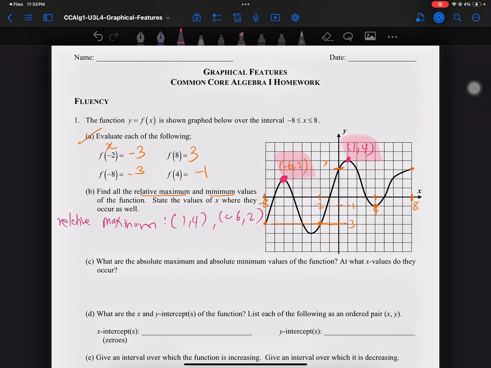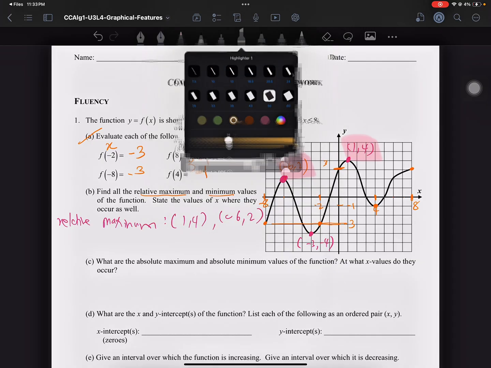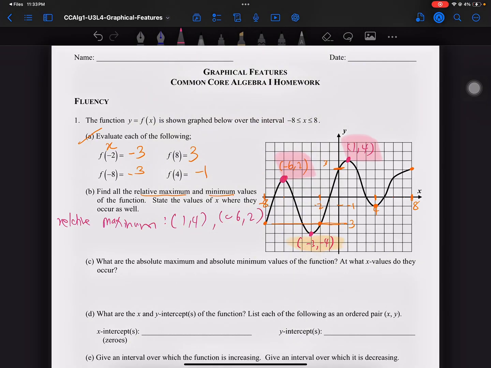The relative minimum I have here is (-3, -4). The other is here, (4, -1). So I will list down my relative minimums: (-3, -4) and (4, -1). So there are 2 hills and 2 valleys. Each hill is a relative maximum. Each valley is a relative minimum.